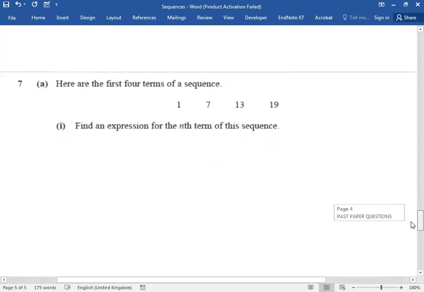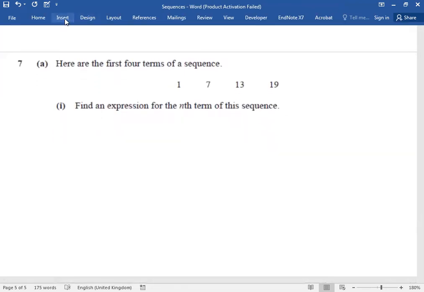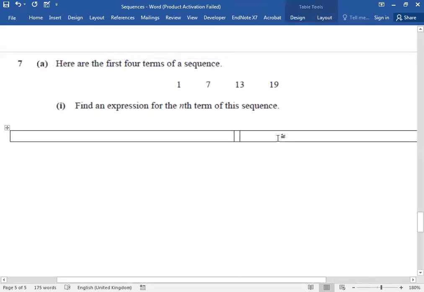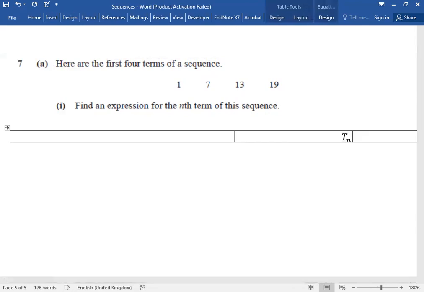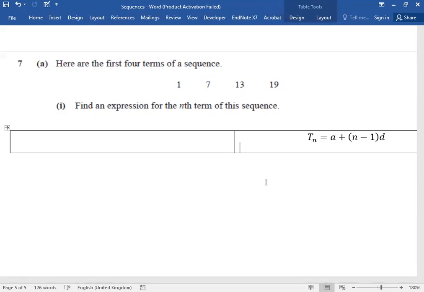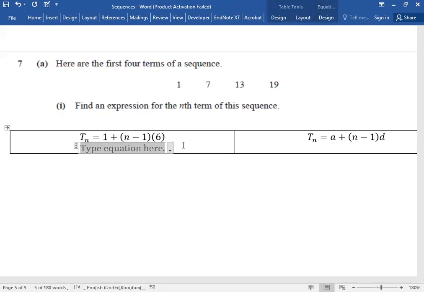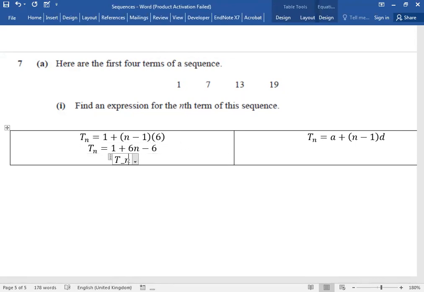Find an expression for the nth term of this sequence. Is this an arithmetic series? Yes, very good. 6 plus हो रहा है, difference is constant. A is 1 and D is 6. So 6n minus 6, 6n minus 5.